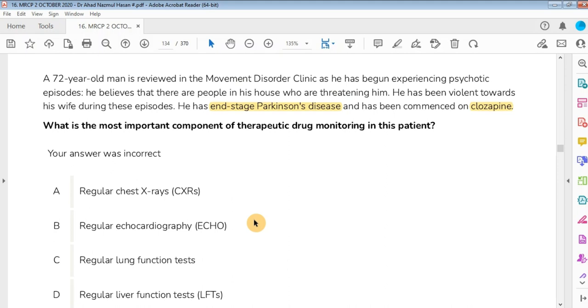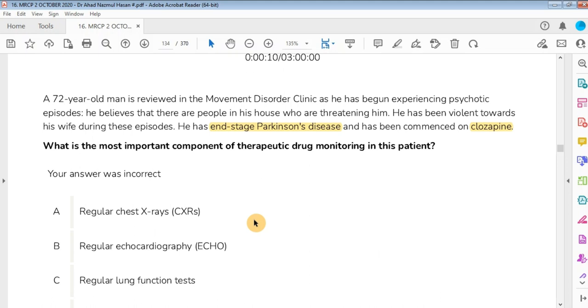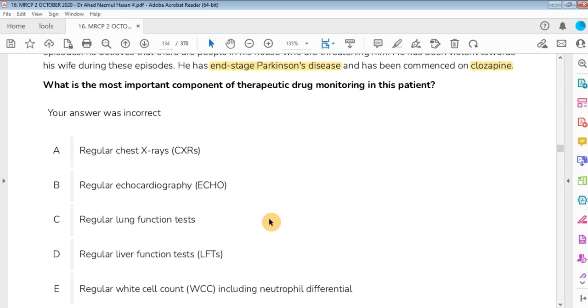A 72-year-old man is reviewed in the movement disorder clinic as he has begun experiencing psychotic episodes. He believes that there are people in the house who are threatening him. He has been violent towards his wife during these episodes. He has end-stage Parkinson's disease and has been commenced on clozapine. What is the most important therapeutic drug monitoring in this patient?